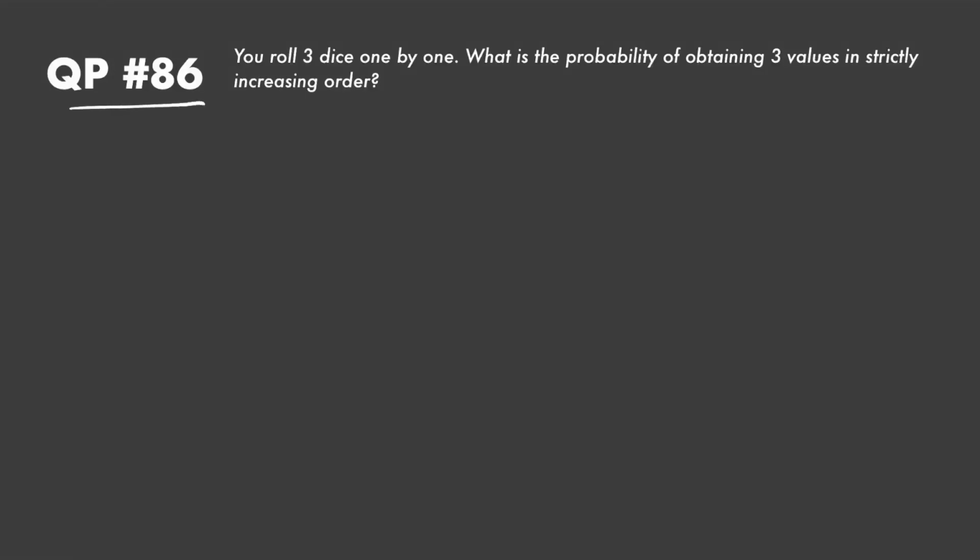Hello everyone, today let's take a look at QP86. There's a bunch of different ways to solve this, but basically you roll 3 dice one by one, so what's the probability of obtaining 3 values in strictly increasing order?